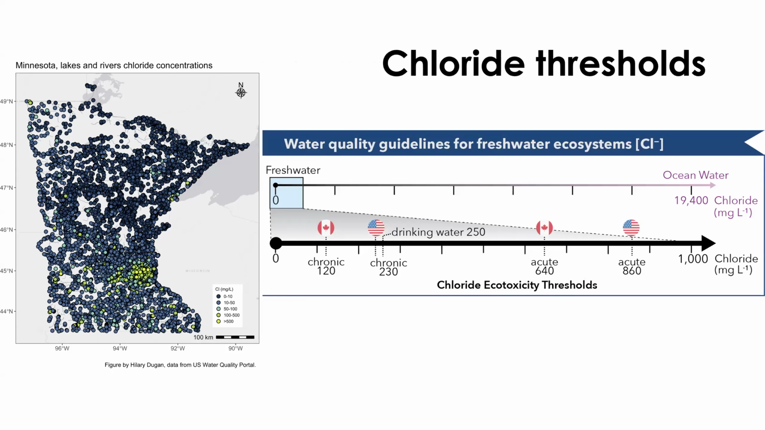And to give you a sense of what these numbers mean, there are regulatory chloride thresholds set by the government for ecotoxicity. In the United States, the EPA has a threshold of 230 milligrams per liter, is what they deem a chronic threshold that will cause organismal harm. Canada's is lower. Canada's is 120. And then individual states will also sometimes have their own thresholds. So Wisconsin has one, it's actually higher.